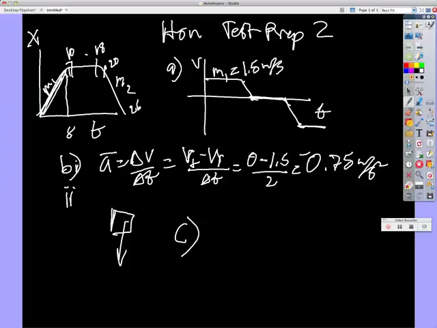Bevan, what is the acceleration here at 4 seconds? Okay, 1.5 meters per second. What does that sound like, Bevan? Is that an acceleration or is that a velocity? Velocity. Take a look at this slope. The slope of the velocity versus time graph is in fact the what? Acceleration. So what is the slope of this line here?